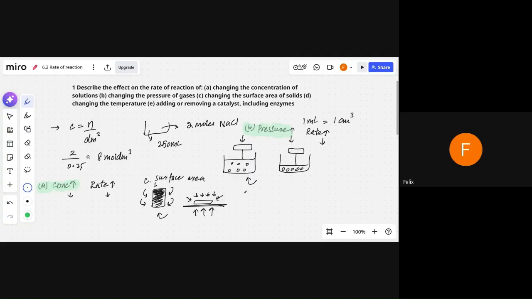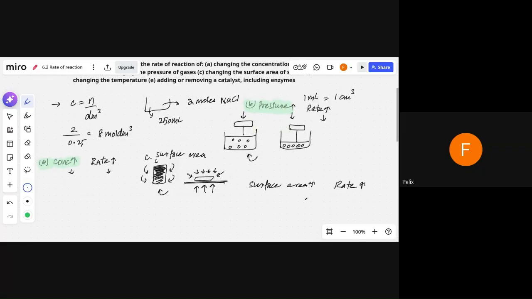So that's going to increase the rate of a reaction, right? So again, it's surface area. If you increase the surface area, the rate of the reaction increases, and that's how you increase the surface area of a substance, right? By cutting it into pieces, by crushing it and so on. And decreasing surface area decreases the rate of a reaction.